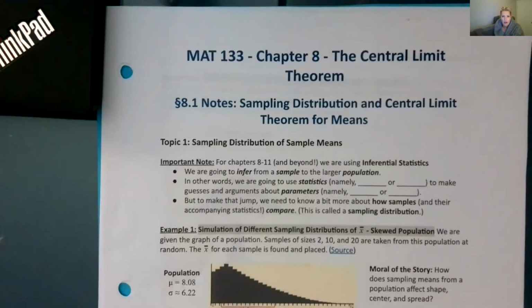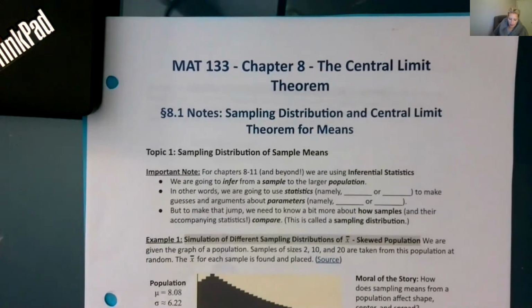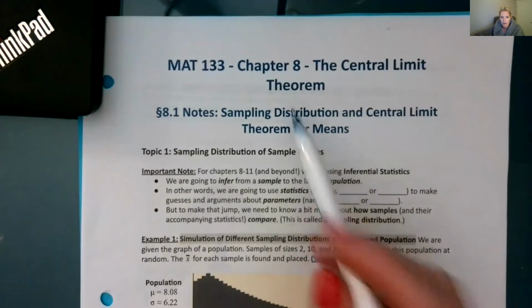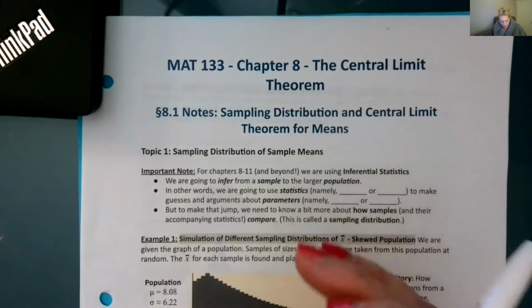Chapter 8 is a little bit more about the big picture of taking and comparing samples to each other, so groups of samples to each other. And so here we are today. When we talk about comparing those groups of samples to each other, we're going to be introducing what we call the central limit theorem, and this is going to be the basis of what we do for the rest of the semester.